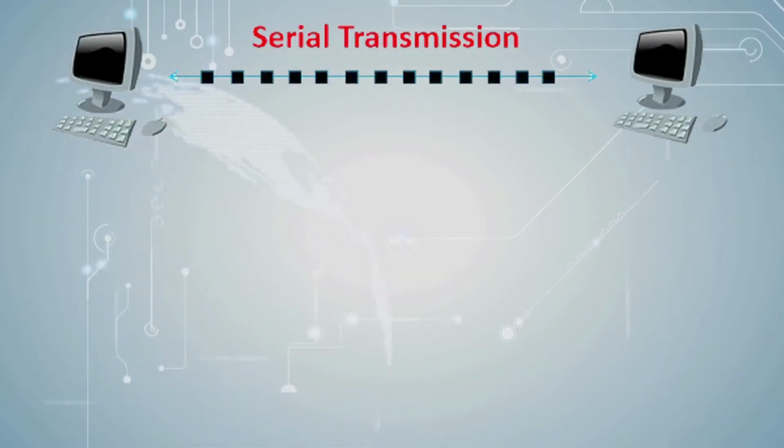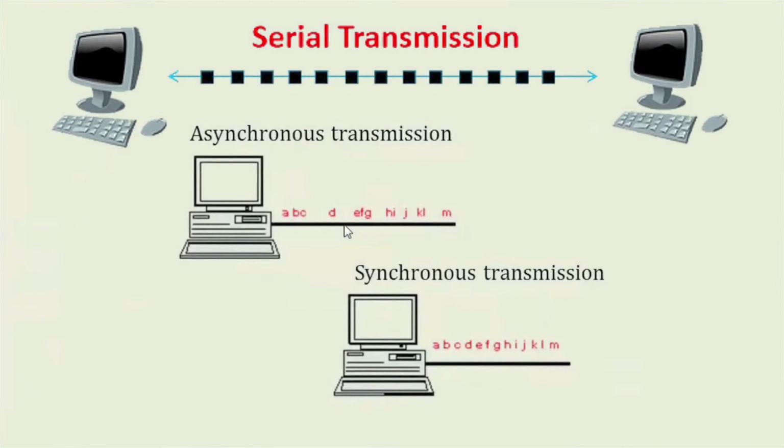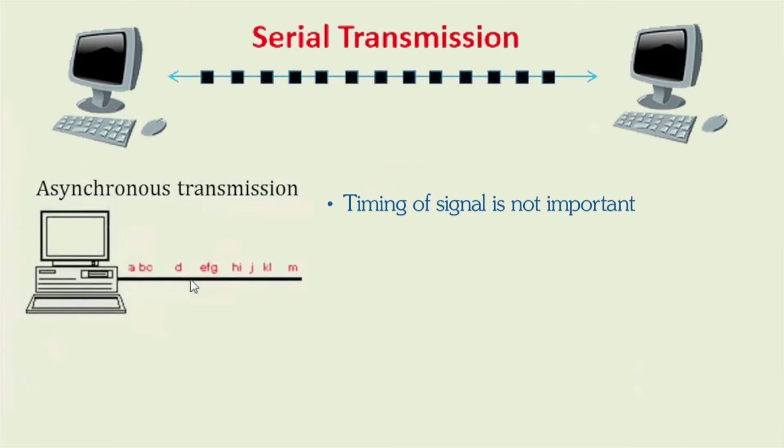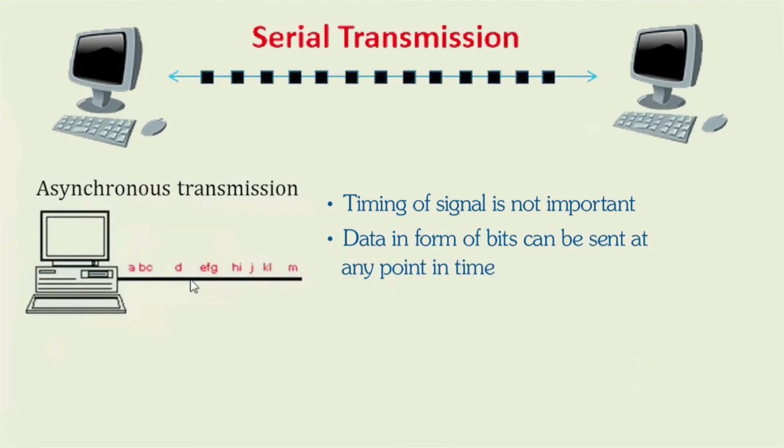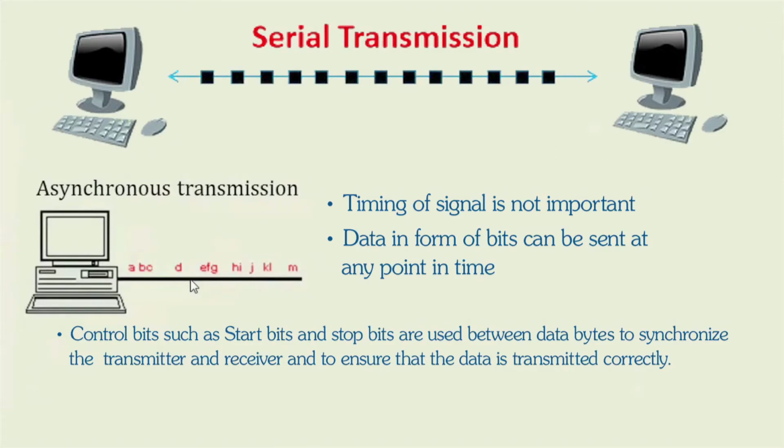Now serial data transmission is again of two types, what we say is synchronous transmission, and second is called asynchronous transmission. Now in asynchronous transmission, the timing of the signal is not very important. Data in the form of bits can be sent at any point of time, so the timing is not very important. Control bits such as the start bits and the stop bits are used between the data bytes to synchronize the transmitter and the receiver, and to ensure that the data is transmitted correctly.